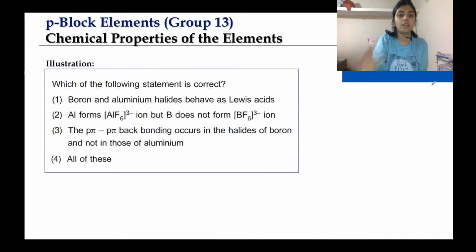Next, now you need to answer these questions. Which of the following statements is correct? Boron and aluminium halides behave as Lewis acids. Aluminium forms AlF6 3- but boron does not form this. P-pi back bonding occurs in the halides of boron and not in those of aluminium. And the fourth option says all of these.